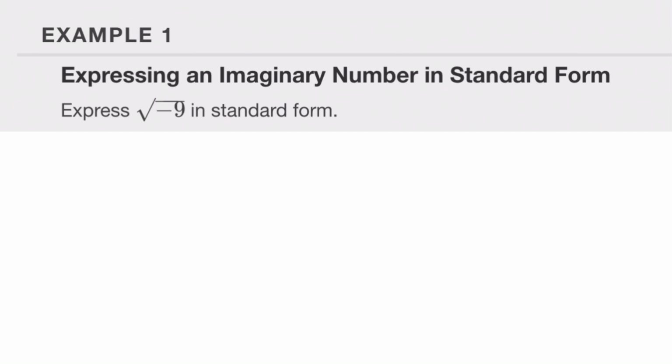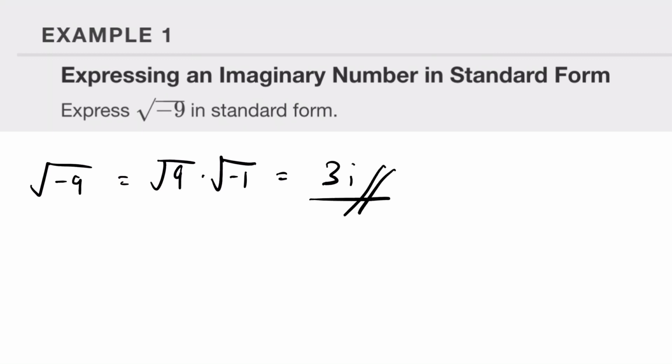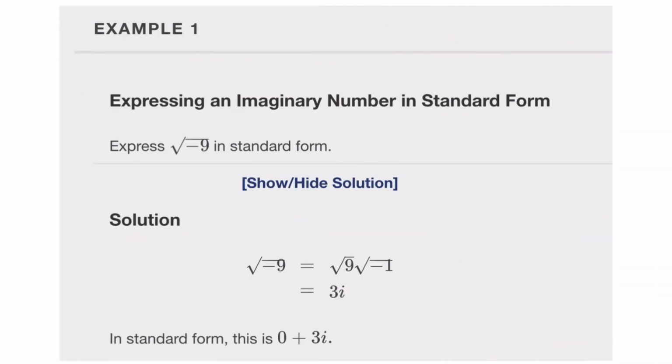So we're asked to express this in standard form. Let me rewrite this. We've got the square root of -9. This can be rewritten as the square root of 9 times the square root of -1. Square root of 9 is 3. And what we just introduced today is that the square root of -1 is i. So then this is going to be the standard form. So it's 3i. Or 0 plus 3i.